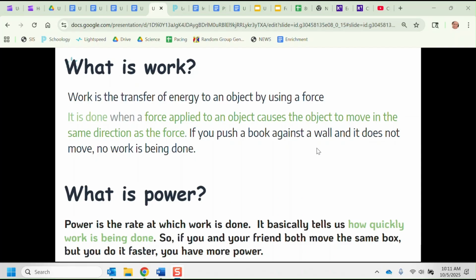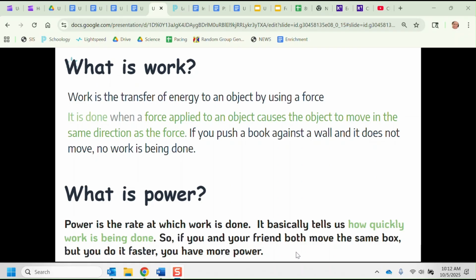What is work? Work is the transfer of energy to an object by using a force. Work is done when a force is applied to an object, and that force causes the object to move in the same direction as the force. So if you push a book against a wall and it's not moving, it's just being held against the wall, no work is being done. There's no distance, right? Work is force times distance. If distance is 0, whatever your force is, it doesn't matter because force times 0 equals 0. 0 work.